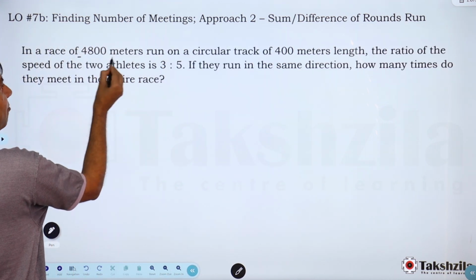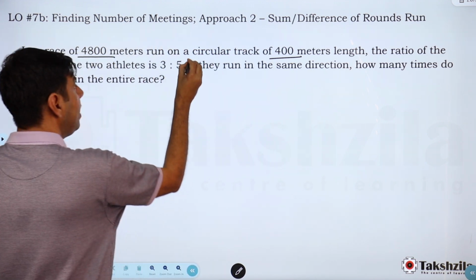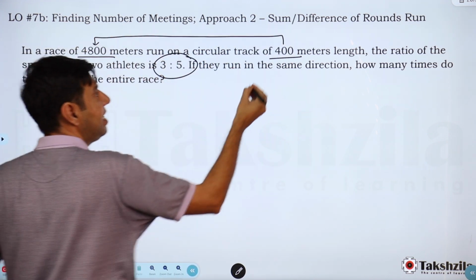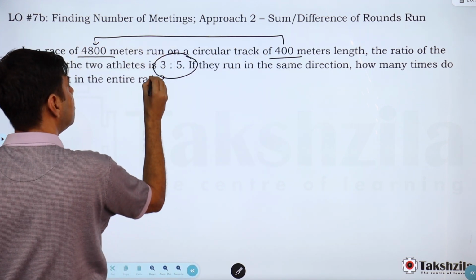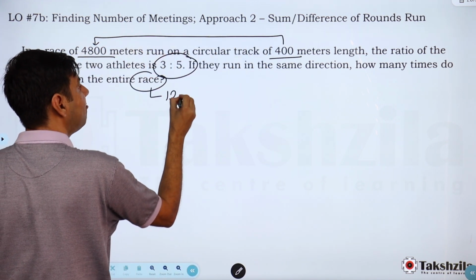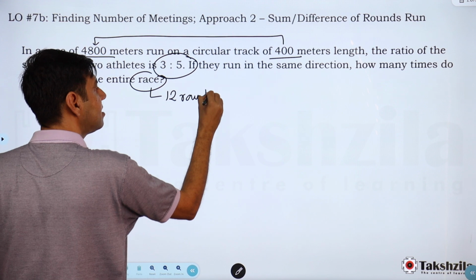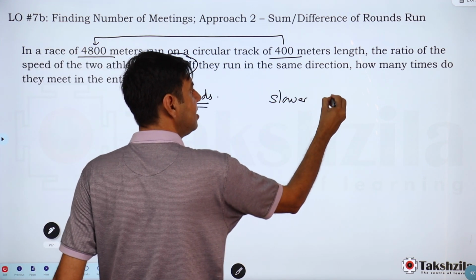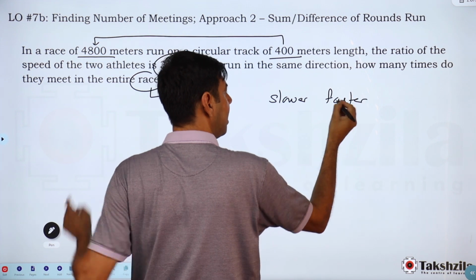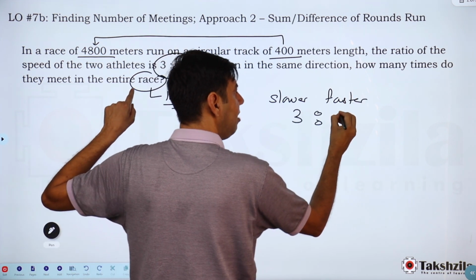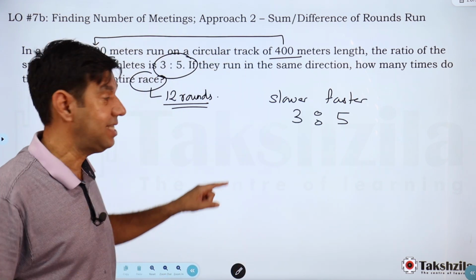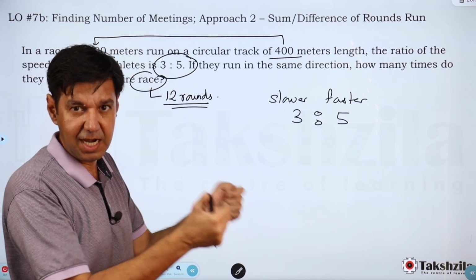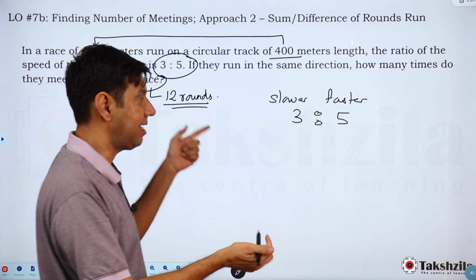Same question we have for race, right? Now we know the ratio of speeds, and you also know that this means the race is of how much? The race is of 12 rounds. Whoever does 12 rounds first. Now who is going to do the 12 rounds, students? The 12 rounds is going to be done by the faster one. So the rounds run or distance run is going to be proportional to the speeds, because it's a race, both are running for the same duration, time, right?